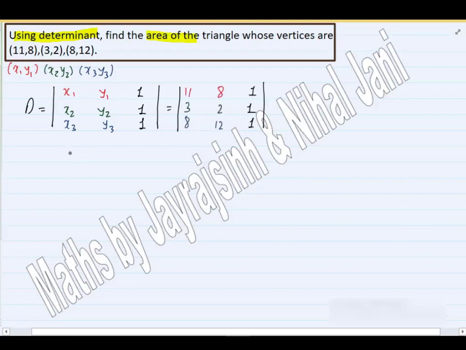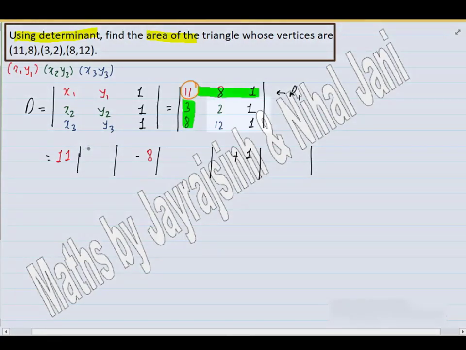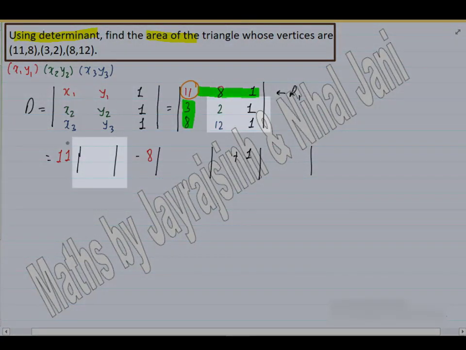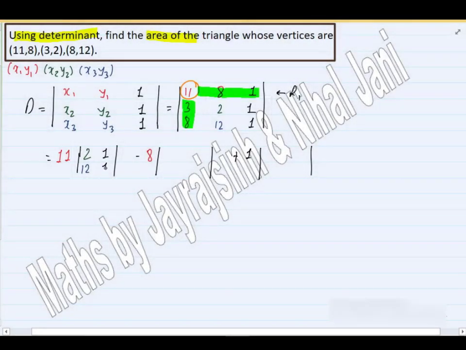So here we have our determinant. Now we just have to simplify with respect to first row. So elements of first row are 11 determinant, minus 8 determinant and plus 1 determinant. Now let's fill our first determinant by eliminating first row first column. So here we'll get 2 1 and 12 1.